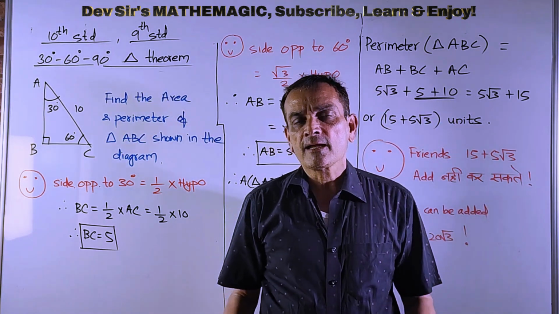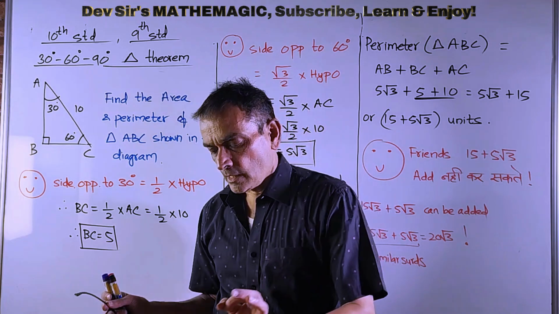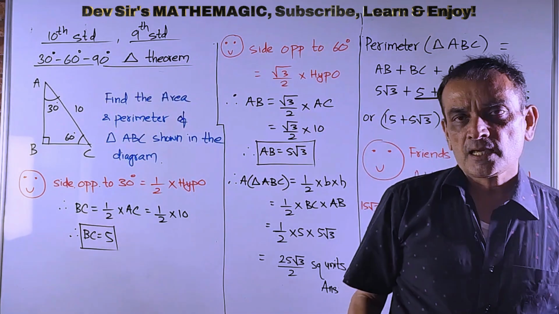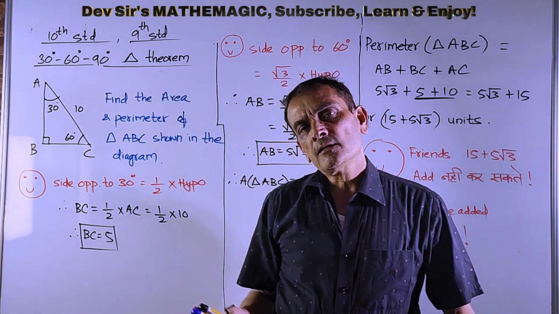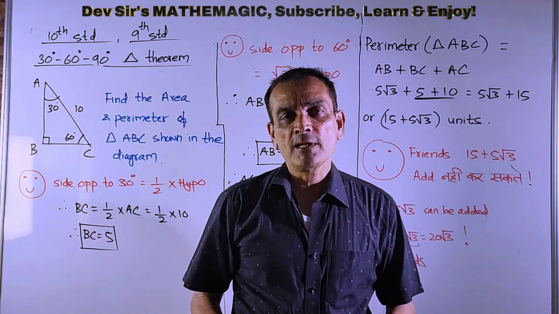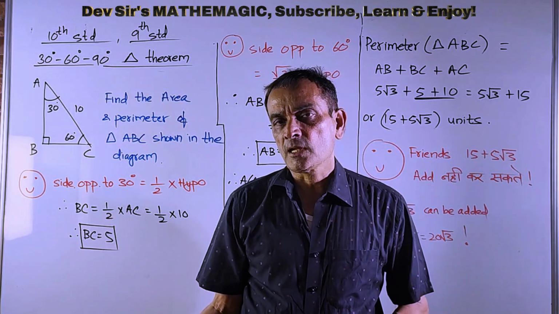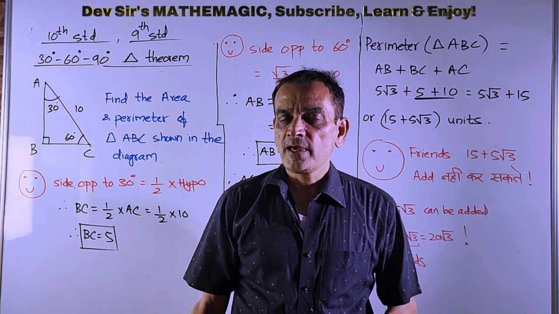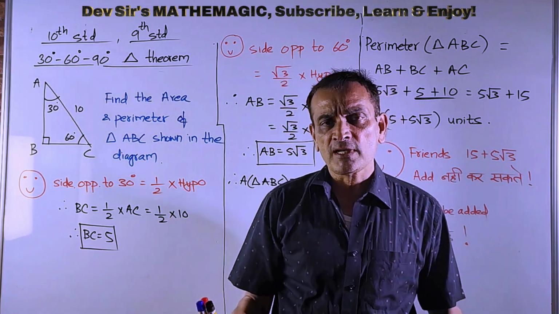30, 60, 90 triangle theorem, 45, 45, 90 triangle theorem. Important for all 10th standard, CBSE and SSC. Now, last year I was surprised when I asked certain CBSE students, they hadn't heard of 30, 60, 90 triangle theorem. When these students come in the 11th, they are not aware of it. You should be aware of both theorems.